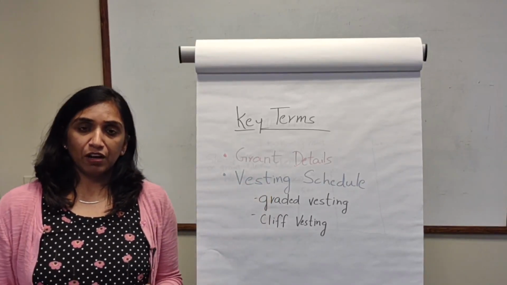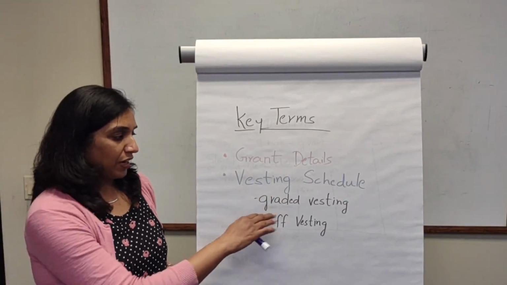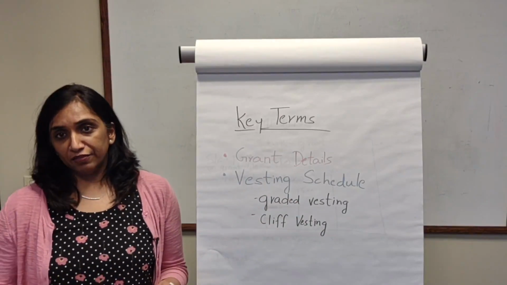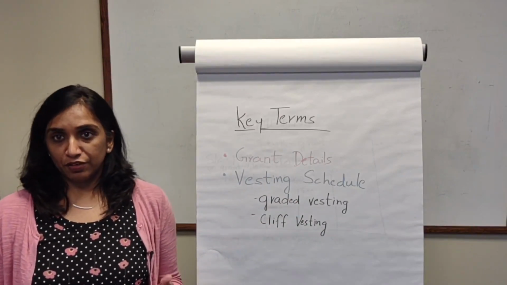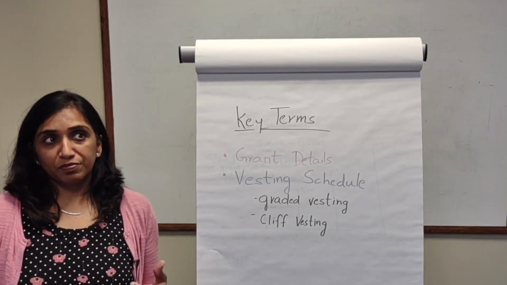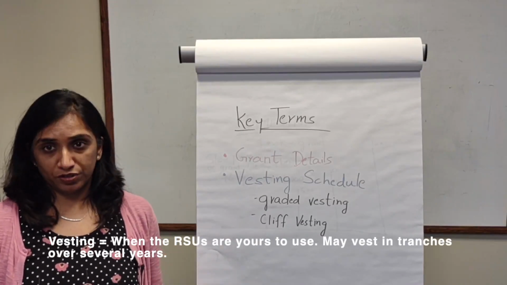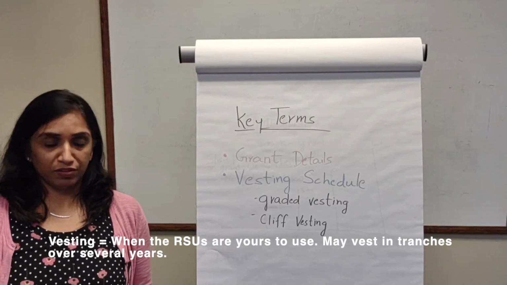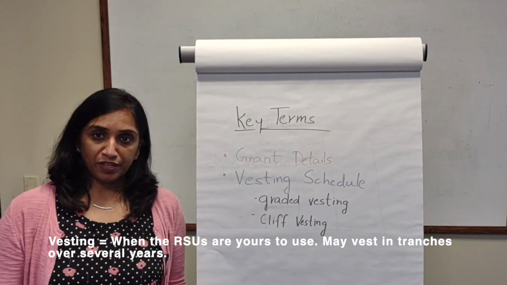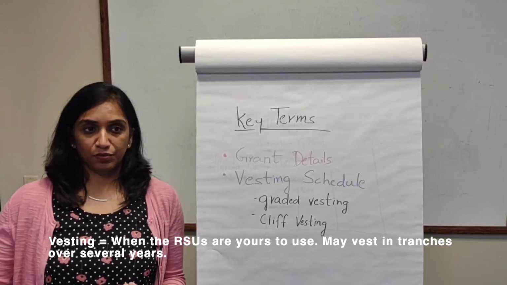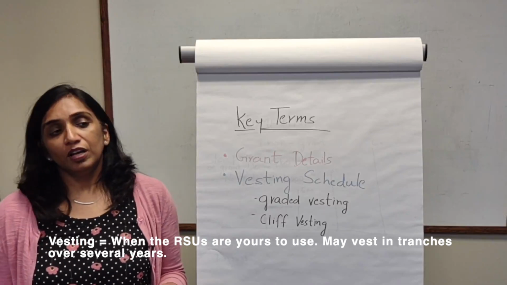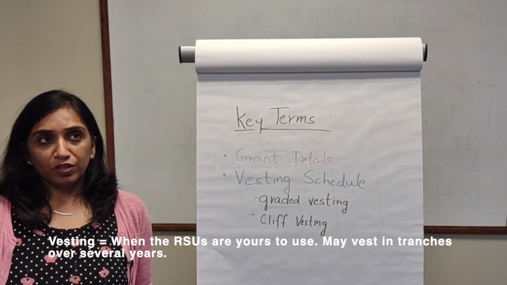And the other thing that's included in the grant detail is the vesting schedule. Typically, what we have seen companies do is a graded vesting schedule. What that means is that at your first anniversary, 25% of your total grant is going to be vested. Vesting usually just means that it's now yours to use, or it is going to be in your account. Then, the next 25% could be at year 2, the next 25% at year 3, and then the final 25% at year 4.